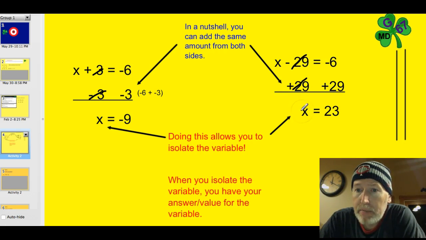Minus 29 and a plus 29 are just going to leave me x over here. And now I have negative 6, and I'm going to add 29, I'm going to have 23. If I pop it in, it's going to make sense. 23 minus 29 is going to be negative 6.